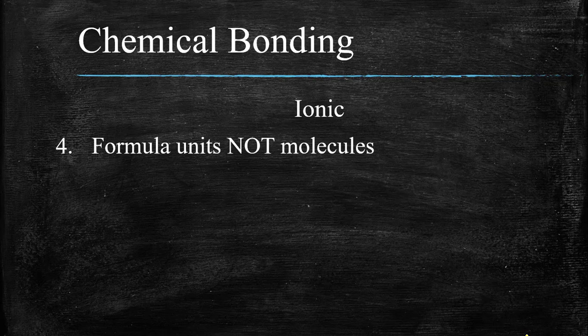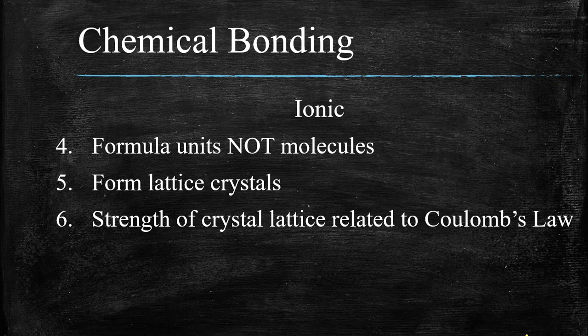In ionic bonding, you do not get molecules, you get formula units, and they form a crystal. The strength of the crystal lattice is related to Coulomb's law because of the electrical attraction. And if this sounds familiar, it should. So if you need to review this, look at videos 19 and 20.